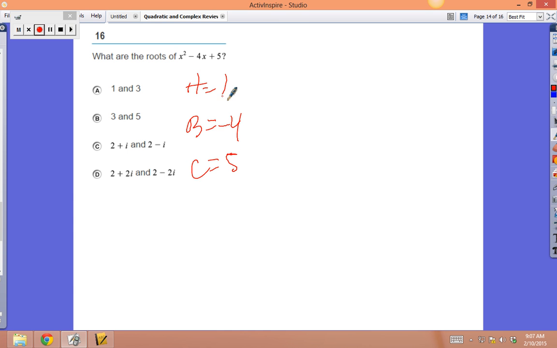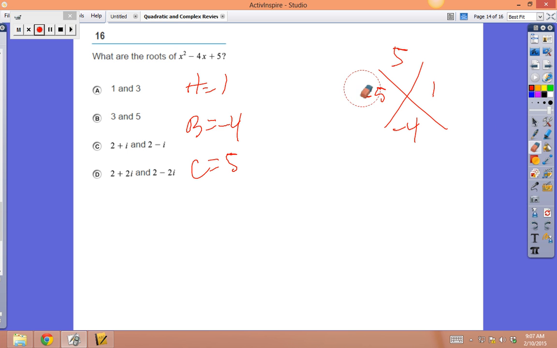So if A is 1, try and factor first. Does there exist something that multiplies to give you 5 and adds to give you a negative 4? You can do 5 and 1, but that'd have to be a negative 5. Plus 1 will give you negative 4, but negative 5 times 1 gives you negative 5. So you can't multiply and get a positive, add and get a negative 4. So we're going to use the quadratic formula.